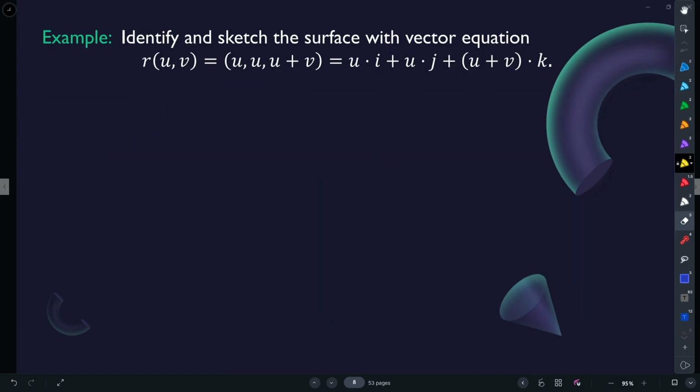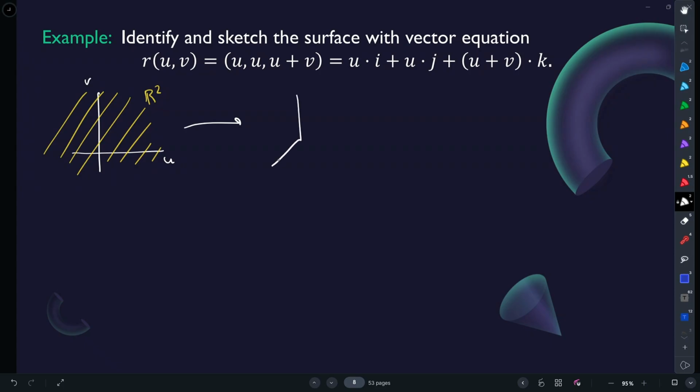All right. Let's try a different one. So what happens with this one? This is (u, u, u plus v). So again, there are no restrictions on u and v, so the parameter space is all of R2. And then I'm going to something in 3D that I want to try to sketch. I'm going to do a bigger axis here.